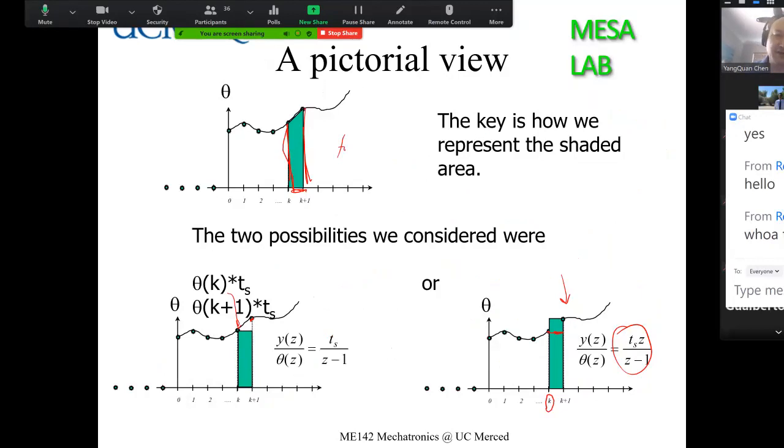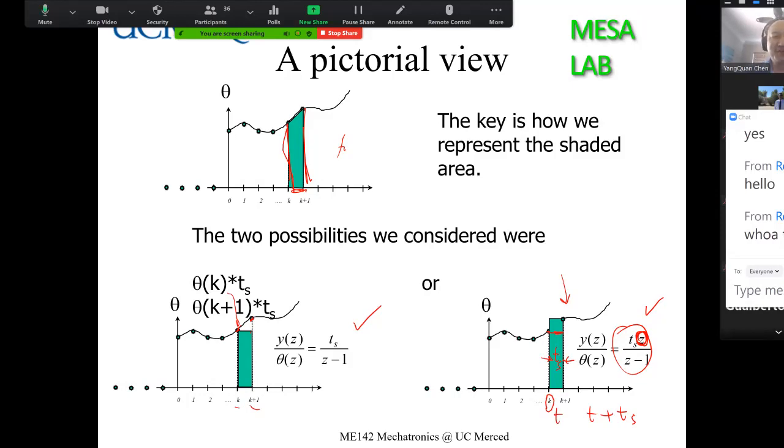So this is a pictorial view. I'm showing you that. This is called forward. This is called backward. So this is this form. The only difference is the z term in here. And remember, this is from k versus k plus 1. All this corresponds to t versus t plus Ts. So this width is Ts. So how to represent the shaded area?